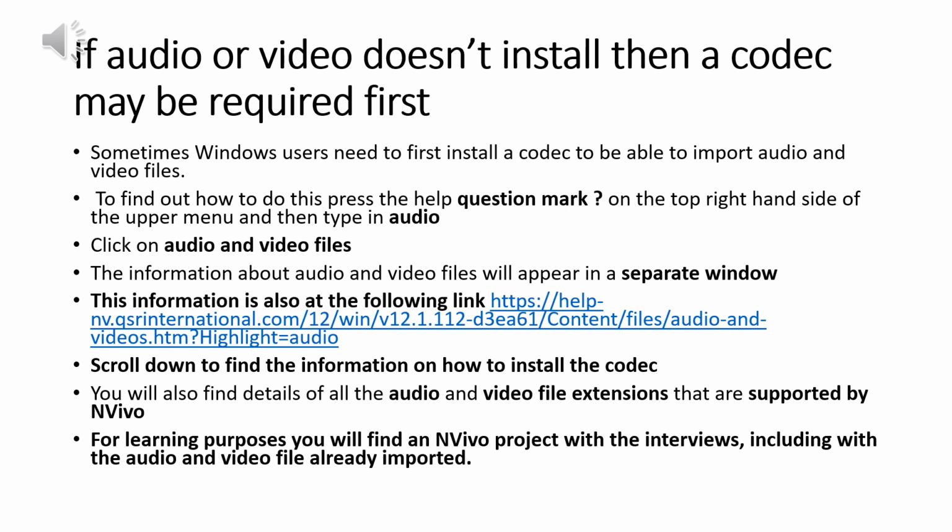Sometimes when using NVivo for Windows and importing audio or video material for the first time, we find that the audio or video files will not install and will not import into NVivo. Should this happen in your case, then first you will need to install a codec. The good news is that once the codec has been installed, you should not need to do that process again.